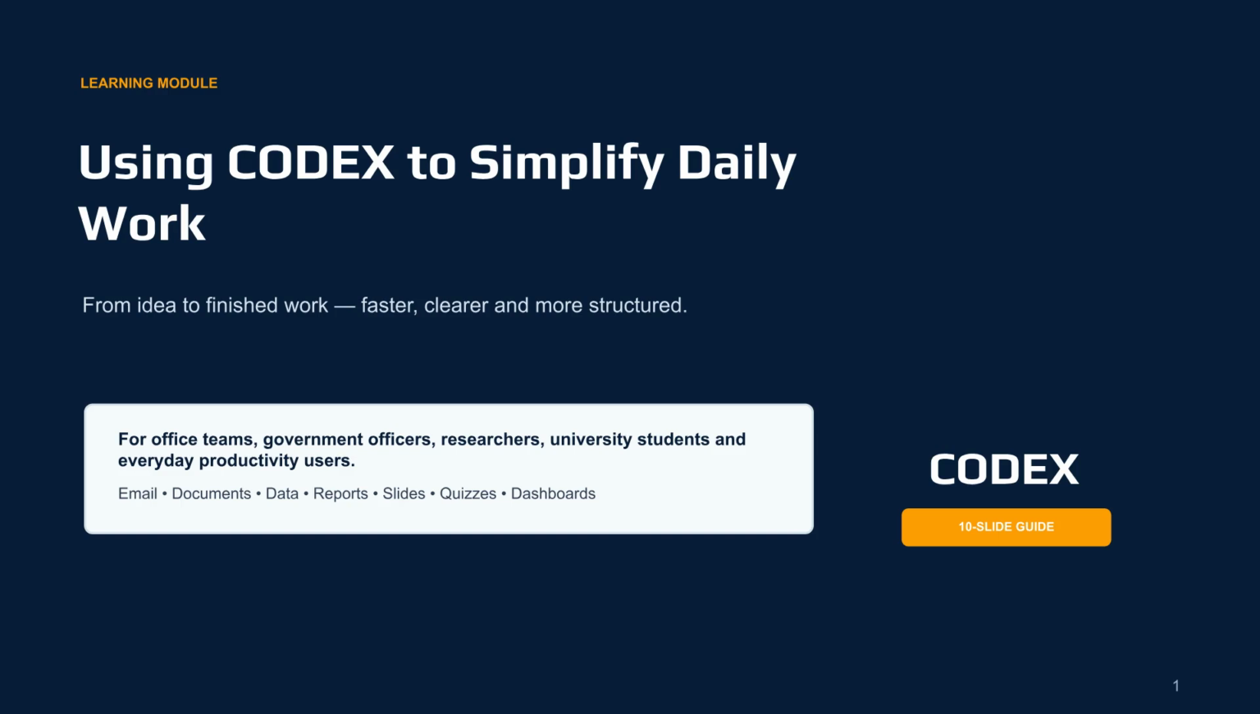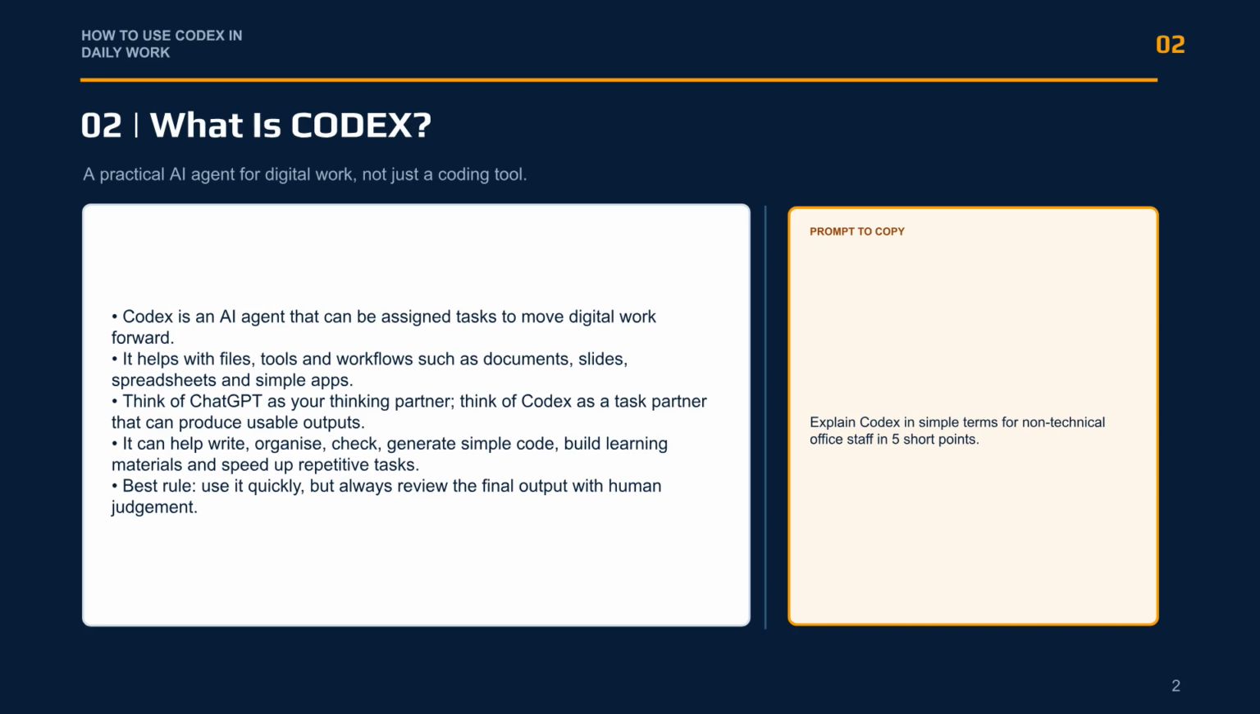This module is designed for office teams, researchers, and anyone looking to improve their productivity by turning ideas into structured, finished outputs faster and more clearly. So what exactly is Codex? It is a practical AI agent for digital work. Think of it as a dedicated task partner that helps with documents, spreadsheets, and routine tasks.